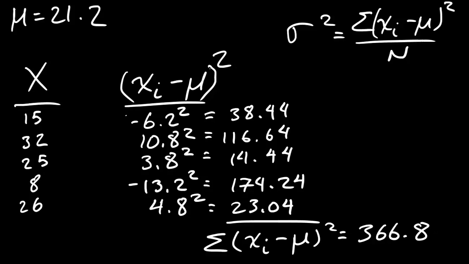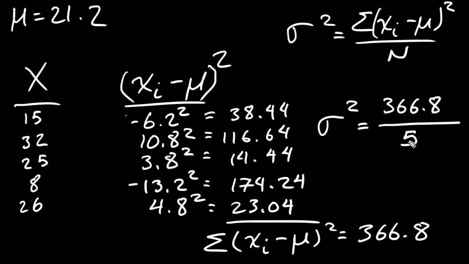Once we have done this, we're essentially done, because this is what is in our numerator here. And so now we just have to divide by the population size. 366.8 divided by the population size, which is 5, is going to give us a variance of 73.36.